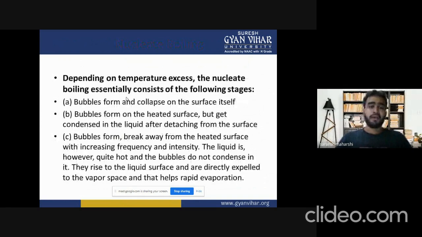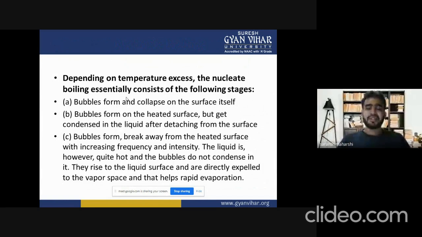Now we will discuss it depending on the temperature axis. Depending on the temperature axis, nucleate boiling essentially consists of the following stages. First, bubbles form and collapse on the surface itself. Next, bubbles form on the heated surface but get condensed in the liquid after detaching from the surface. The next is bubbles form and break away from the heated surface with increasing frequency and intensity.